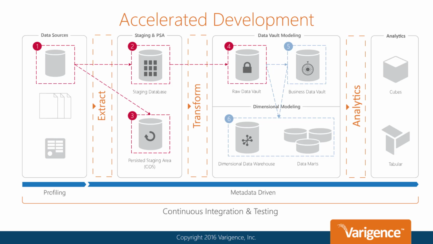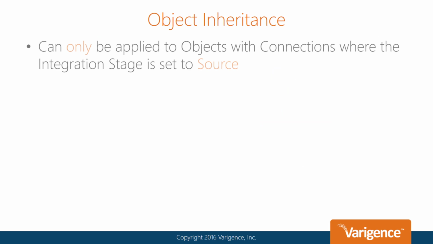So the object inheritance is really only relevant for taking data and extracting it from a source system and pushing it into a staging environment. As I've just said, it can only be applied to objects with connections that have an integration stage set to source. In other words, it's not really relevant when you are modeling your data mart or data vault. It's only created currently to enhance your metadata experience for extracting sources, giving you a couple more options when extracting data from the source system.